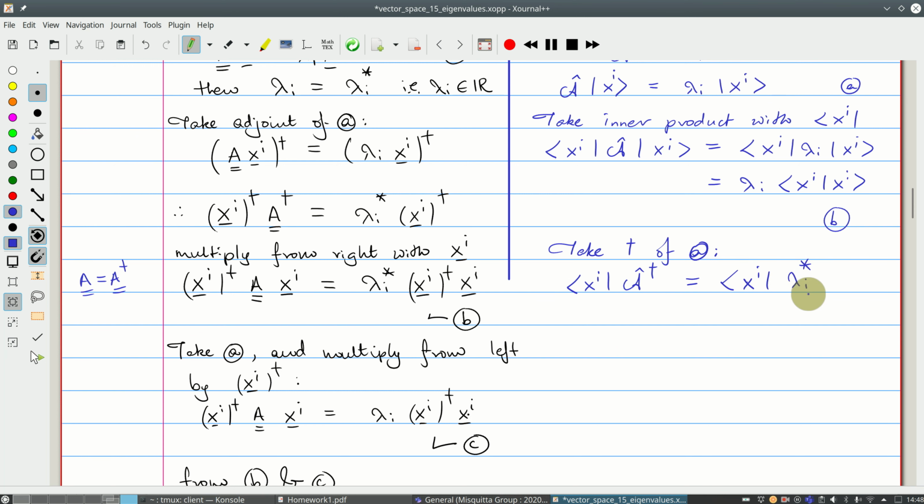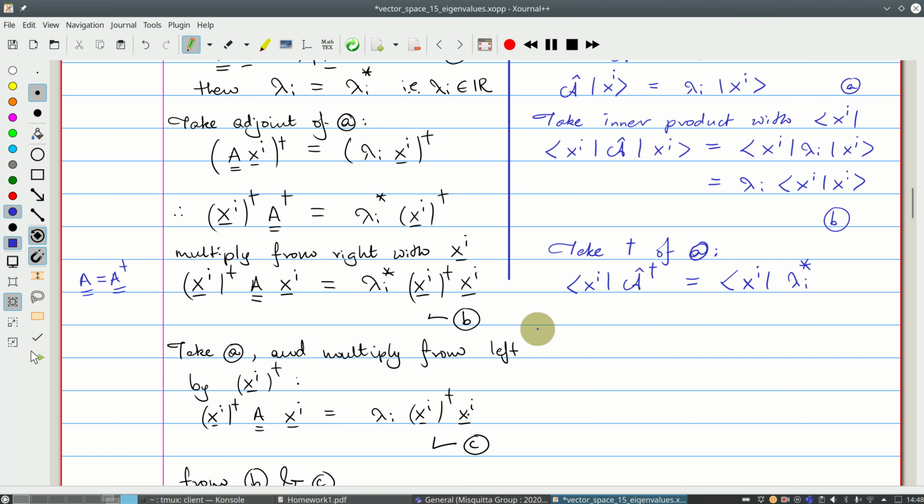Now if this looks a bit abstract, compare this equation here with this one here. It's the same thing, isn't it? Here I've got the adjoint of the column vector xi. Here I've got the bra form of the vector. Here I've got the adjoint of the matrix. Here I've got the adjoint of the operator. Here I've got the complex conjugate of lambda I. And here's the adjoint of the vector xi, and here's the bra form of that vector.